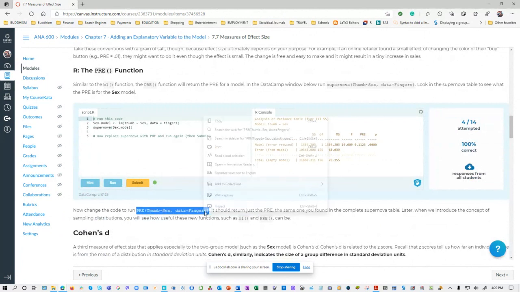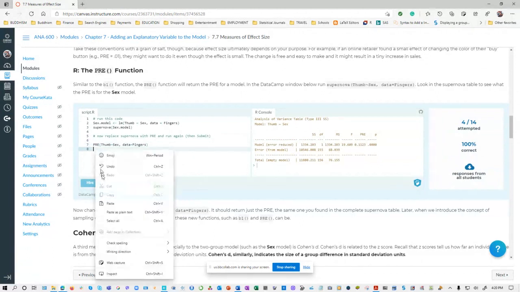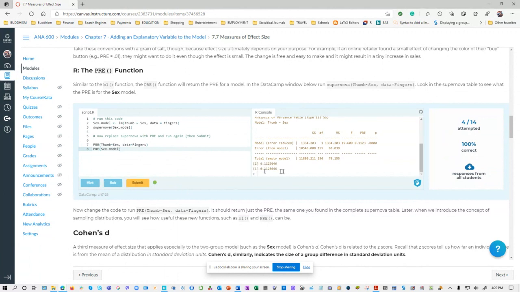Now we change the code to run PRE. Instead of lm, you can go straight and run it here, or since it's already run, PRE of sex.model, which has been saved to this object. Either way, you get the same answer.